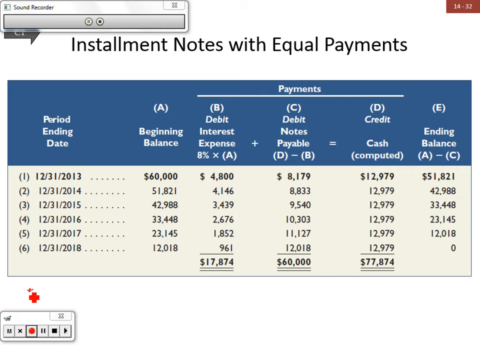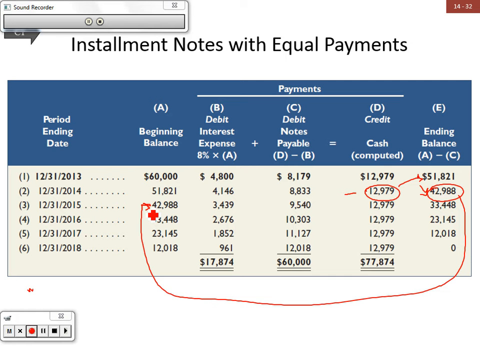So now we subtract this $12,979, right, from the $51,821 to get a new principal balance of $42,988. That $42,988 now becomes our new amount for the next year.